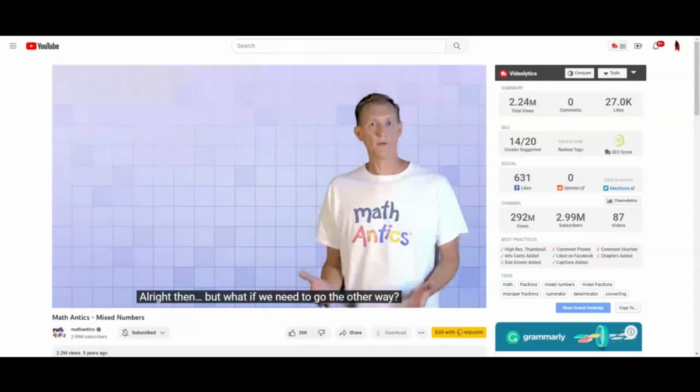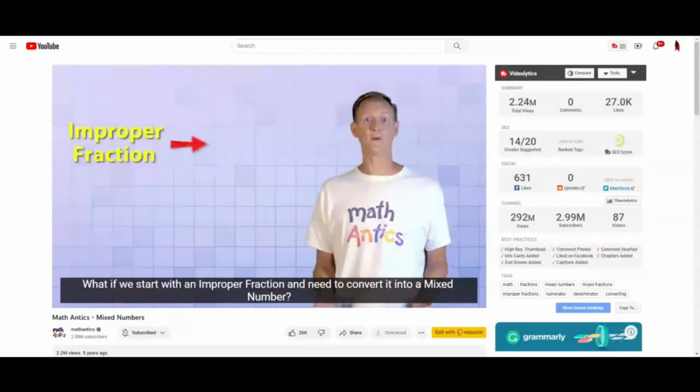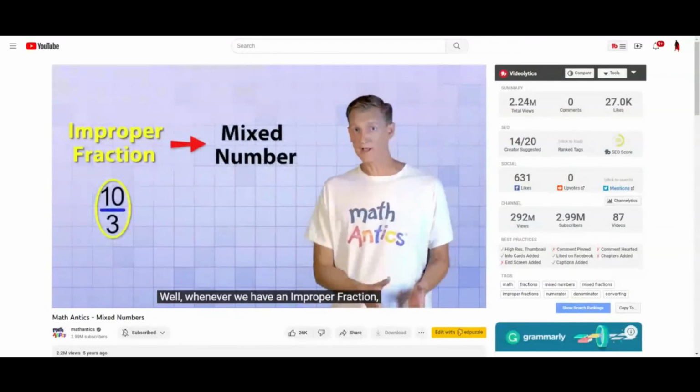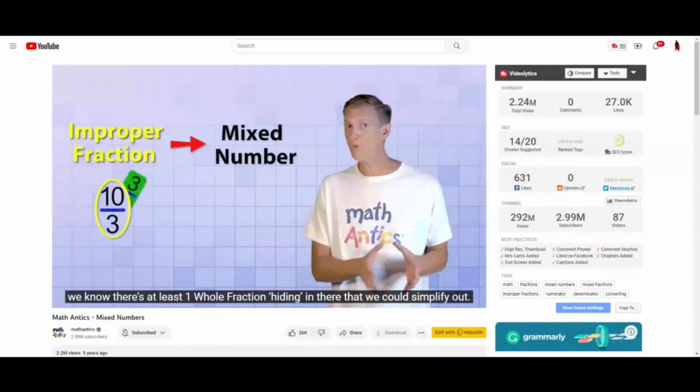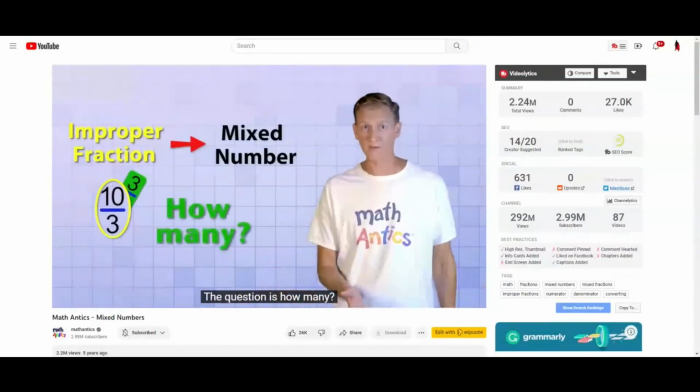All right then, but what if we need to go the other way? What if we start with an improper fraction and need to convert it into a mixed number? Well, whenever we have an improper fraction, we know there's at least one whole fraction hiding in there that we could simplify out. The question is, how many?